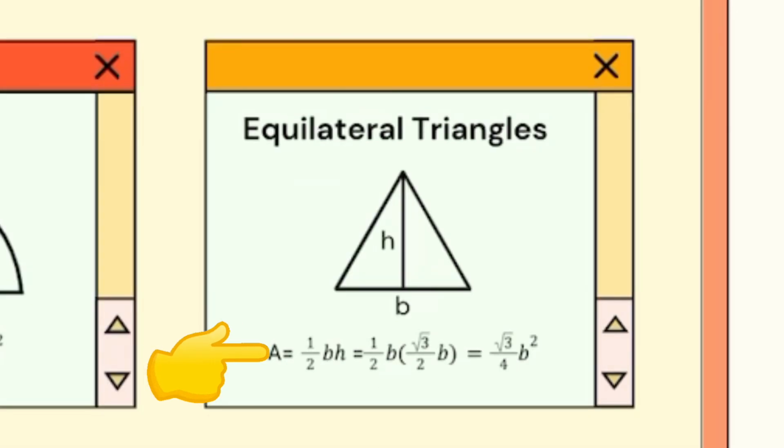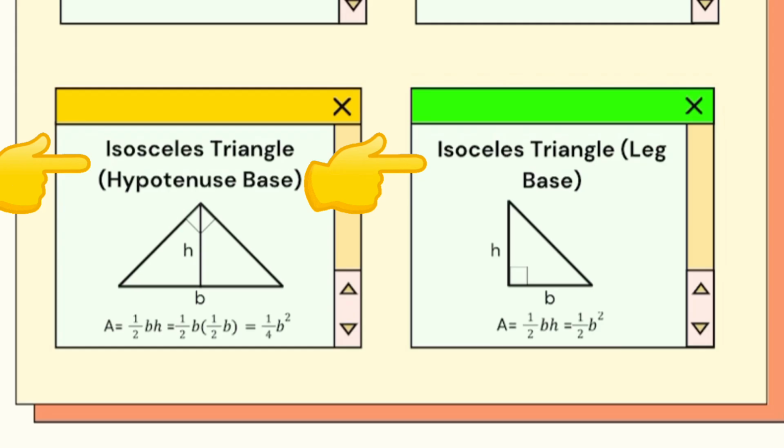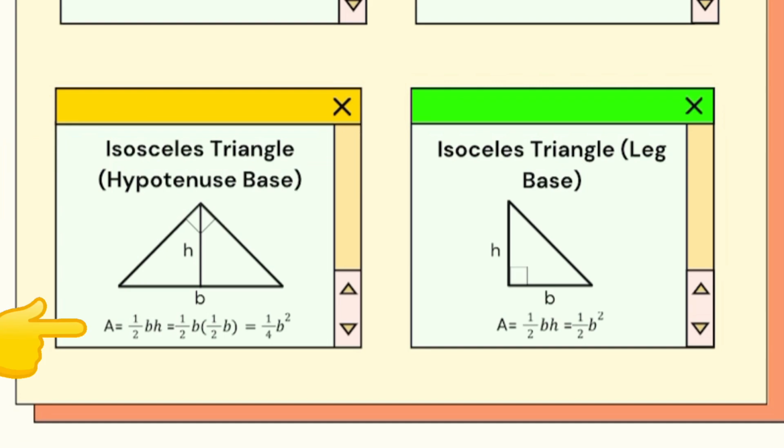Now on to equilateral triangles. The area is the square root of 3/4 times base squared. I usually just memorize it, but you can derive it by drawing the diagram and then filling out appropriate lengths and such. Lastly, the only other areas you need to know are for isosceles triangles. Either the hypotenuse will be the base or the leg will be the base. If the hypotenuse is the base, the area is 1/4 base squared, and if the leg is the base, the area is 1/2 base squared.